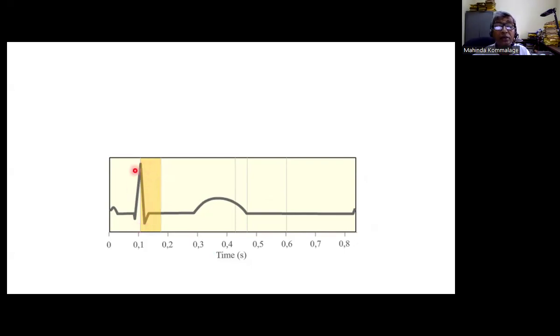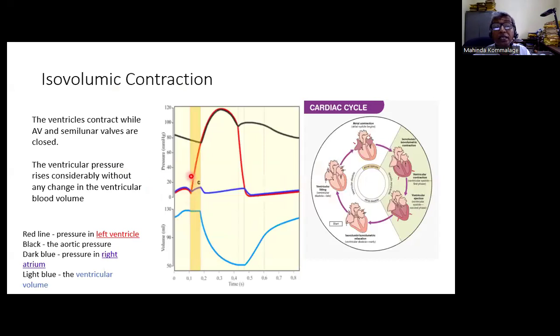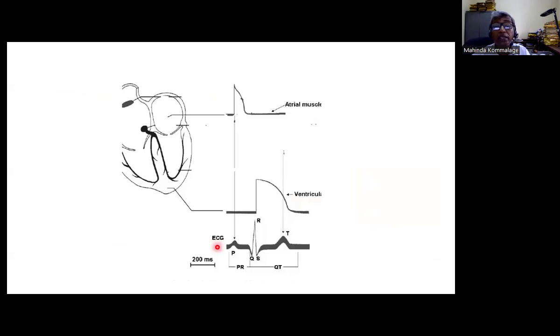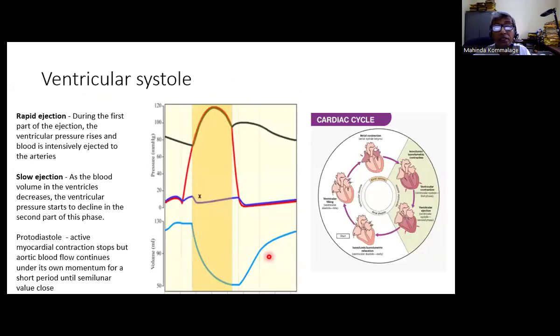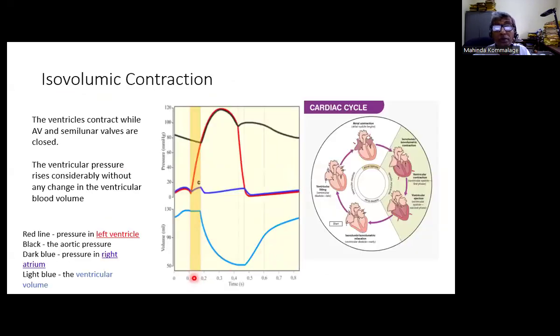So the QRS complex represents ventricular depolarization. Ventricular depolarization will occur just before this phase. That means somewhere here we get the depolarization of the ventricle. With the depolarization, calcium will enter and subsequently the ventricle will contract. So ventricular contraction will occur in this space: isovolumetric contraction. Right. If you go to this diagram, here electrical activity is spread throughout, and this is ventricular depolarization. So ventricular depolarization is represented by the QRS complex in the ECG, and just after that we get the isovolumetric contraction. As you can see, it should be somewhere here.